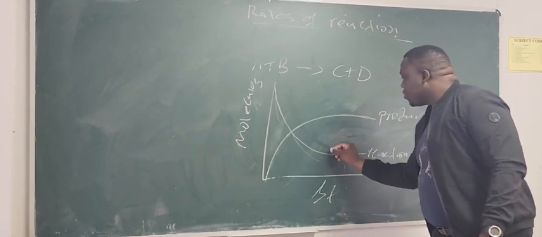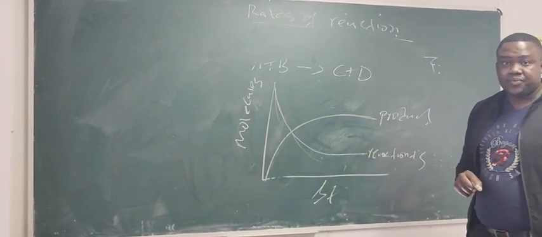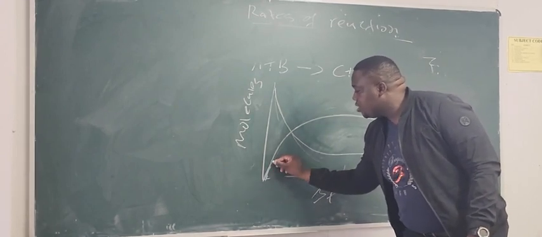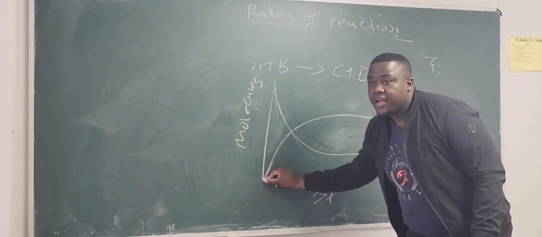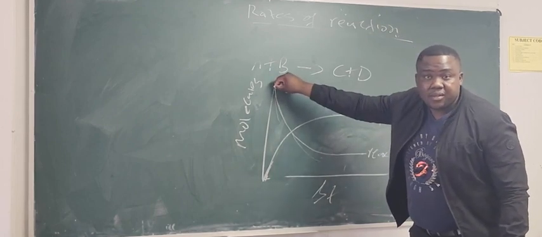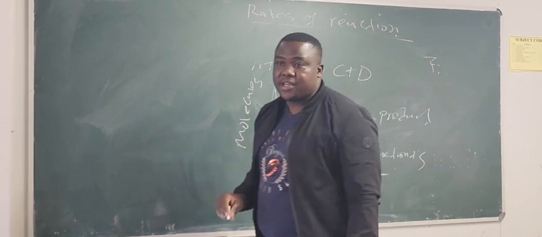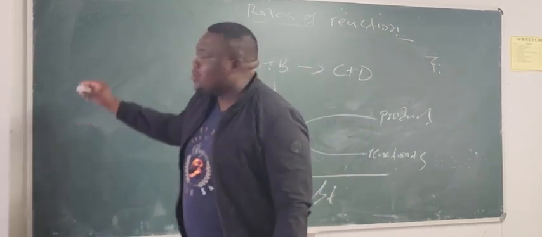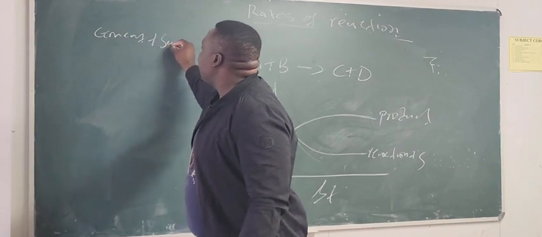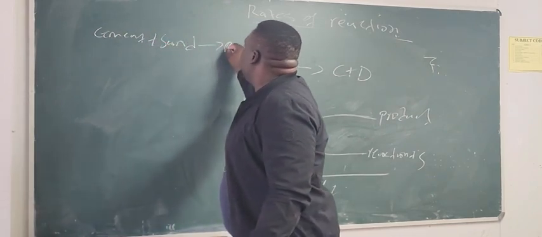So look, you see there's a straight line here. Let me explain what it means. It means we started with reactants, right? Let's say we want to make bricks. You know bricks? We're going to have cement, right? We add it with sand, right? And it produces bricks.